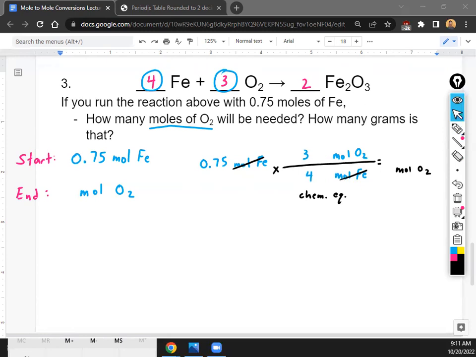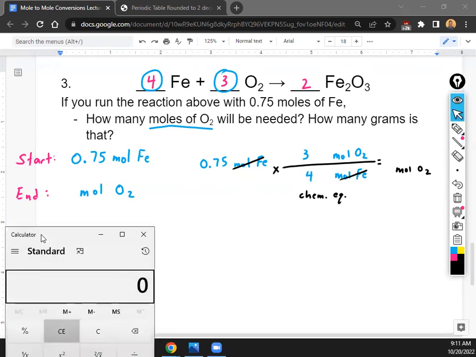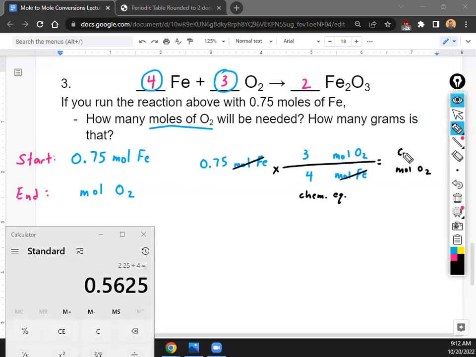Okay, so let's plug it into the calculator. We are almost done with this part. So our starting number is 0.75. What should we do with the 3 on the top of the fraction? Yeah, we're going to multiply by 3. And then the 4 on the bottom, we're going to divide. So our answer will be, we can round it to 0.56. Okay, so that's going to be the answer for the first part. How many moles of O2? It'll be 0.56 moles of O2.